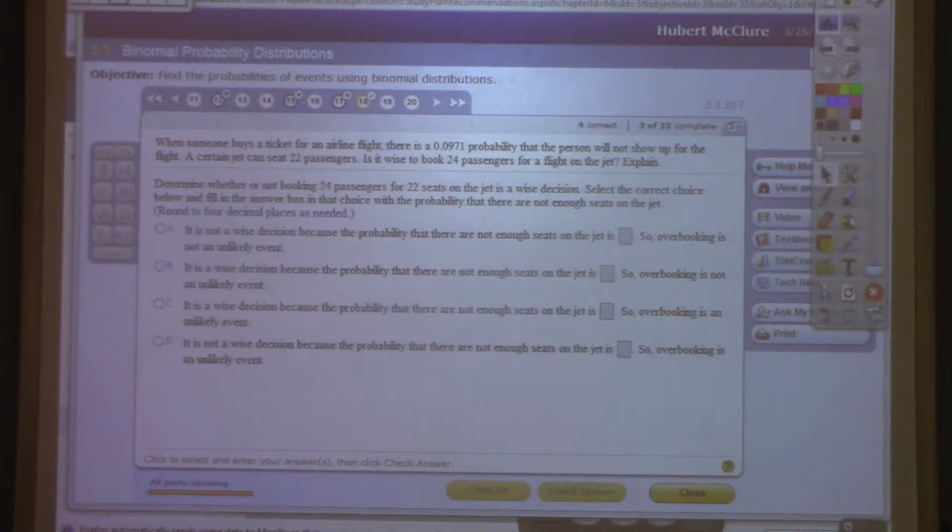All right. So finish the problem. It says determine whether or not booking 24 passengers for 22 seats, well, they say it right there, on a jet is a wise decision. Select the correct choice, blah, blah, blah. Okay, take a minute and work that problem.